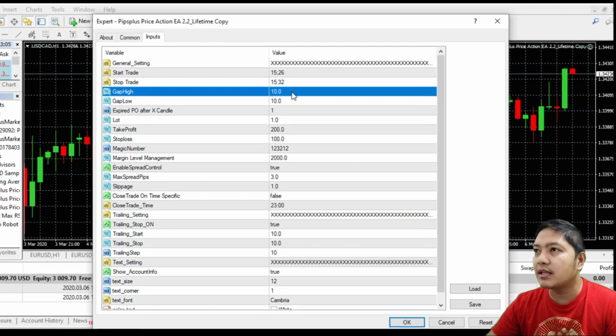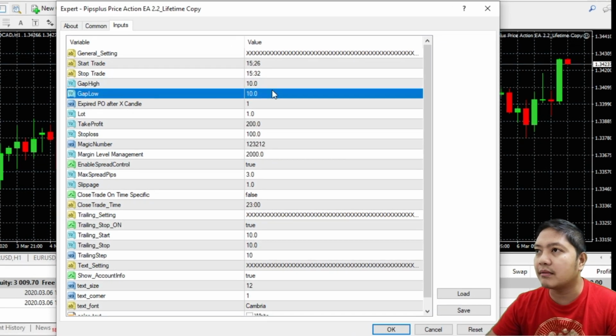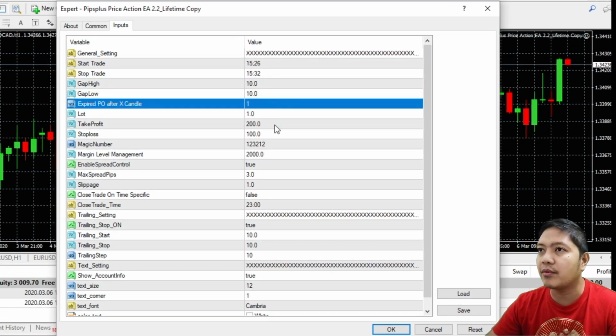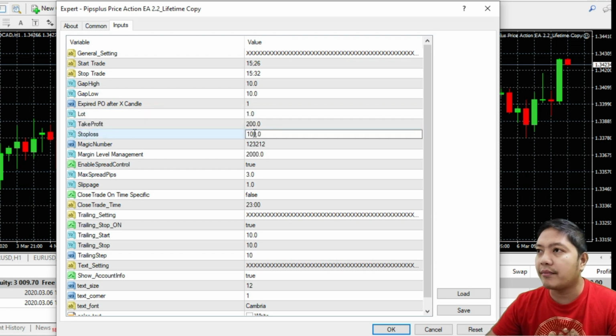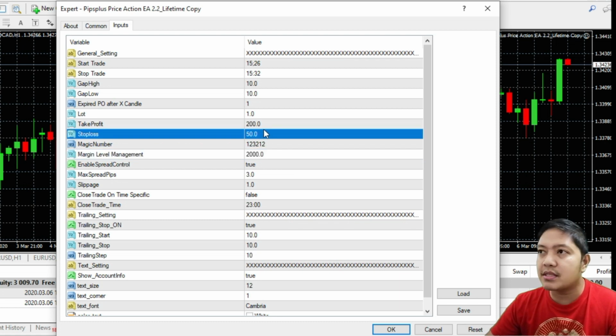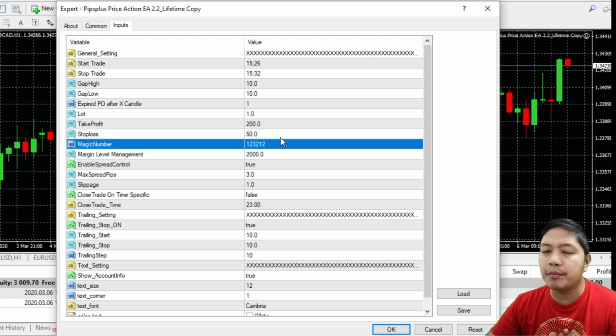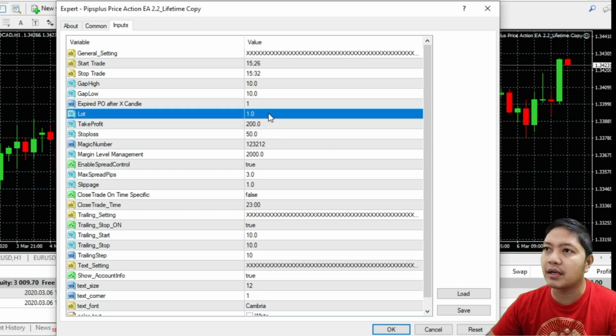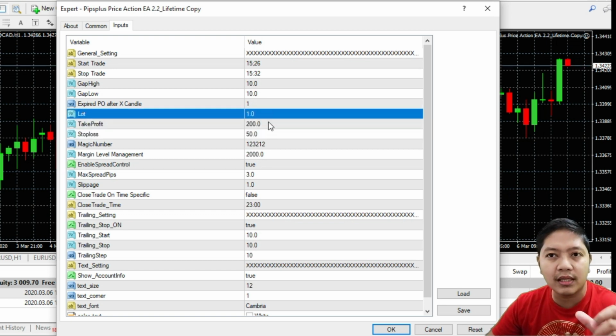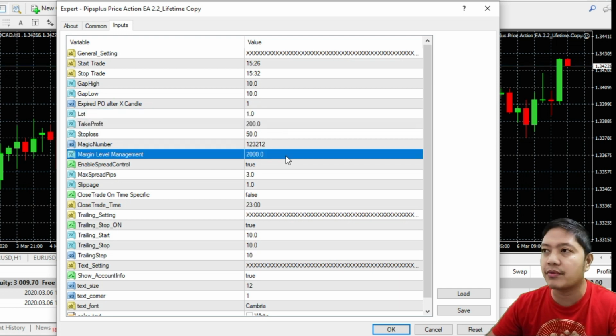So I will choose a 10 pips gap and 10 pips high, expiring within 1 hour. I'll leave it at one lot. And then for the stop loss, I will put 50 pips, with a 200 pips take profit. My lot size is one lot, so it's equivalent to 10 US dollars per pip, right?